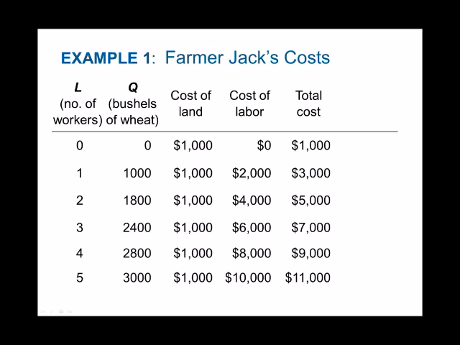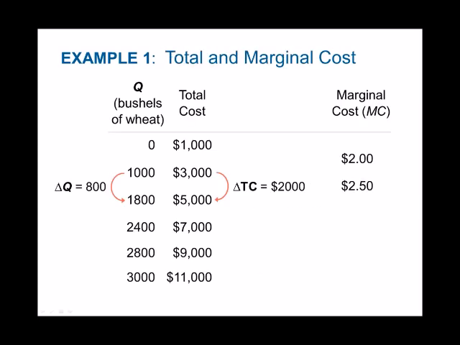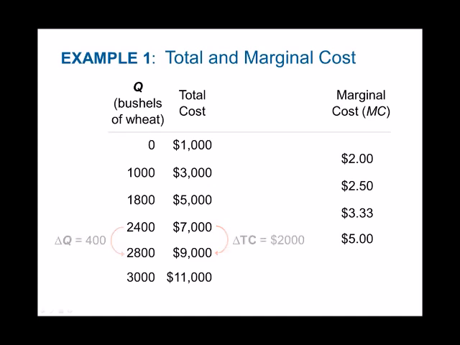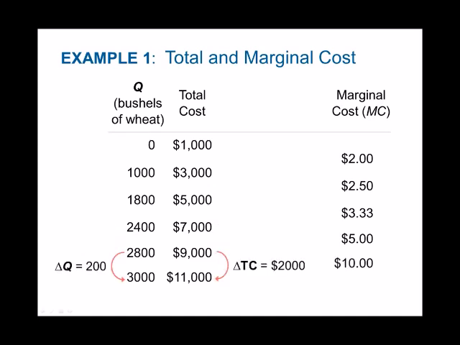For the second one, as we can see, change in total cost is $2,000, but change in quantity is 800. So our marginal cost, that is, if we wanted to produce, let's say, the 1,801st unit, our extra cost would be $2.50. And so on. So in this case, if we want to produce the 2,401st unit, that extra one unit is going to cost $3.33. And so on. So as you can see, as we produce more, our marginal cost keeps on going up.